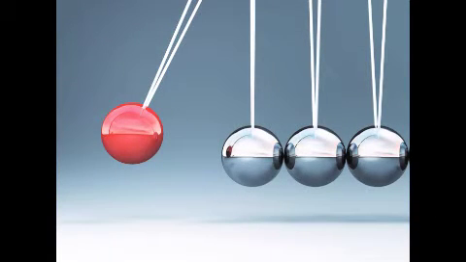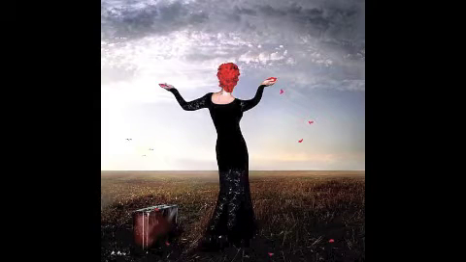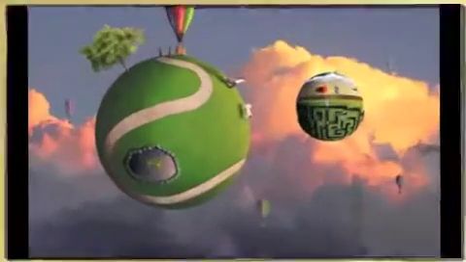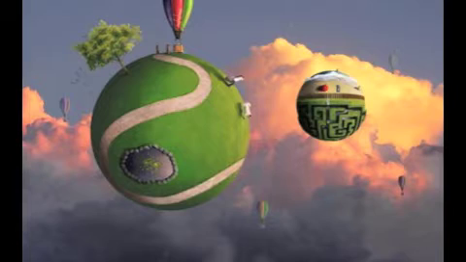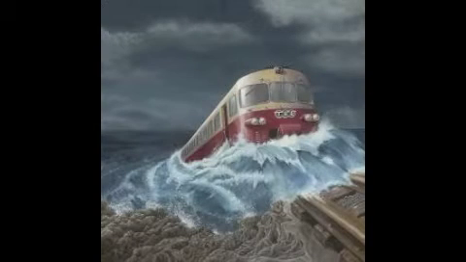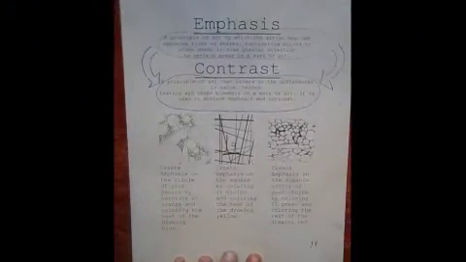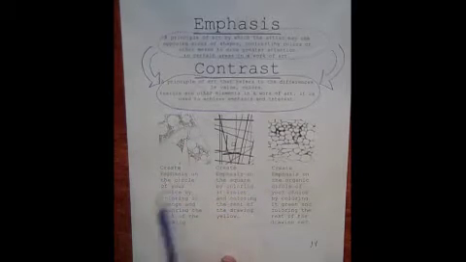Now sit back, relax, and watch examples of emphasis. Look for the one object that draws your attention the most, and then try to identify which element of art is contrasting. Finish watching this video first, and then complete this page.